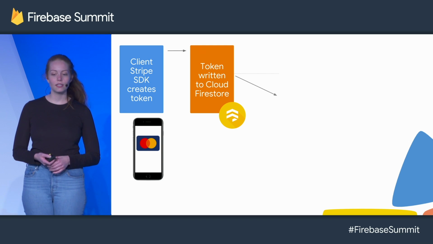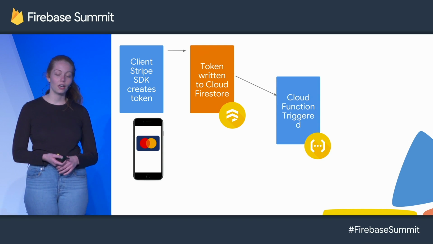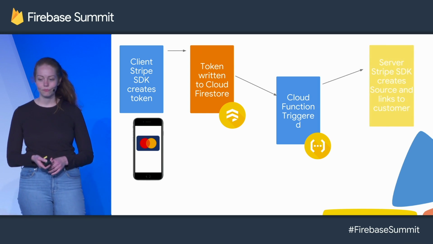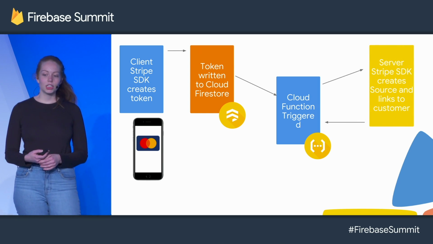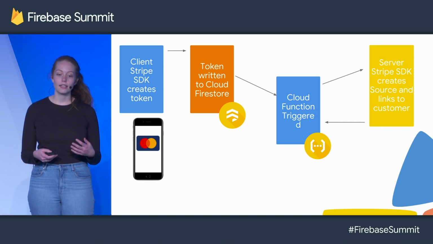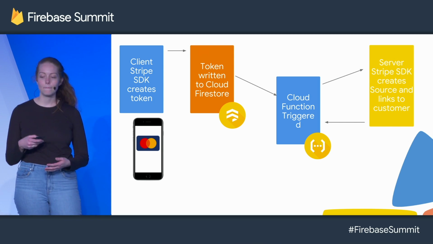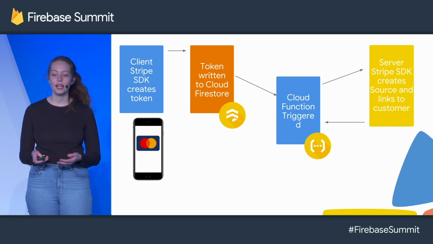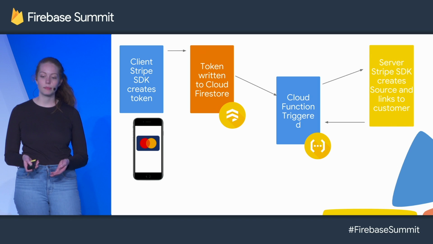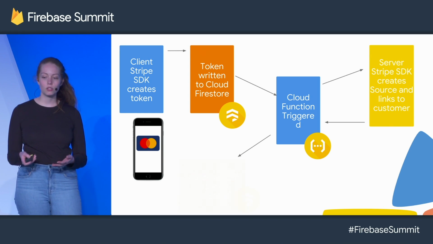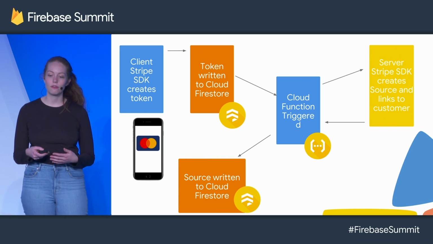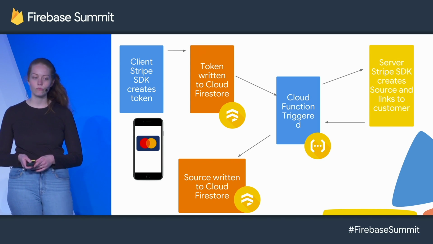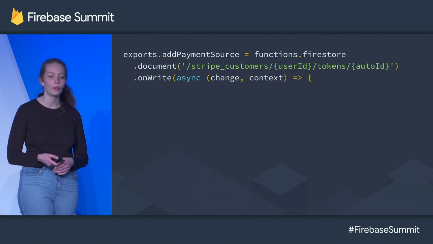Once we have the token in Cloud Firestore, we trigger our cloud function. The cloud function talks to the Stripe SDK and takes the token that we've created and the customer that we made in the first step of this process, and creates a source for that customer. Once we get all of that data back from Stripe, we store the data to Cloud Firestore. So let's look again at what this will look like in code.